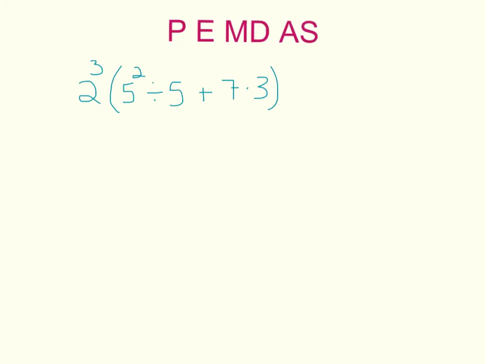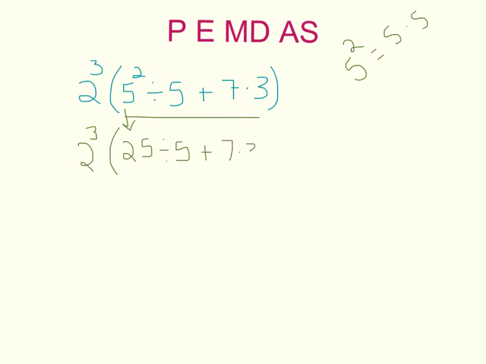Okay, next example. Let's look for parentheses. And now inside the parentheses we have a lot going on. So now we have to decide what to do inside the parentheses. And we first have to look at the exponent, which is 5 squared. So remember what exponents mean. 5 squared means you have 2 5's, 5 times 5, which is 25. So let's bring everything else down. 2 to the third, and then in parentheses we now have 25, and then bring everything else down, divided by 5, plus 7 times 3.